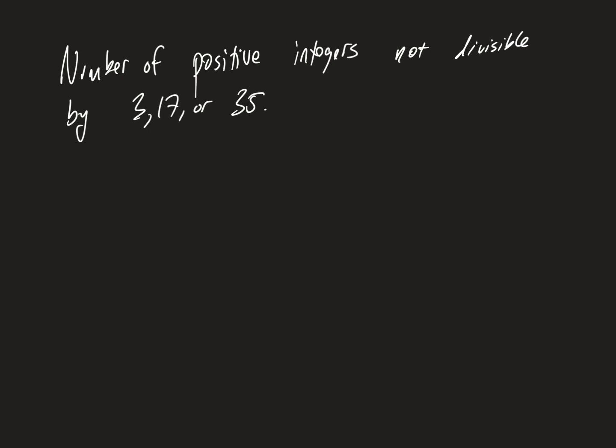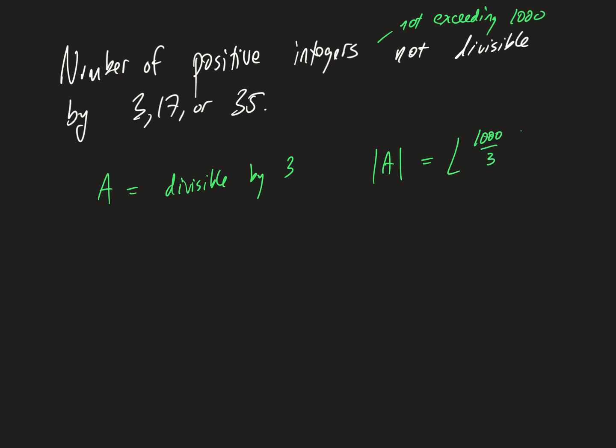that if we set a set A, let's say this is the set of numbers not exceeding 1,000. I forgot to add that part. So if set A is the numbers not exceeding 1,000 that are divisible by 3, then the cardinality of that set is just the floor of 1,000 divided by 3, which is 333.